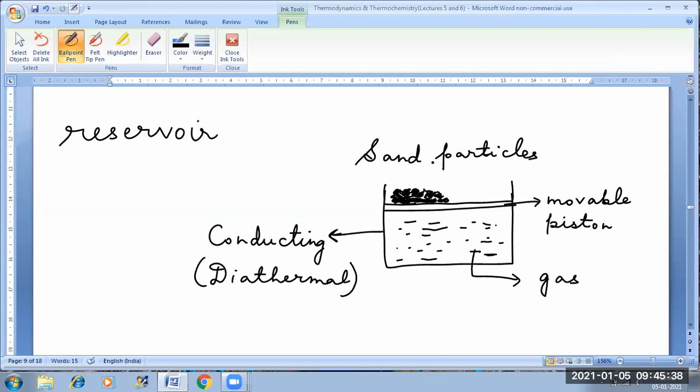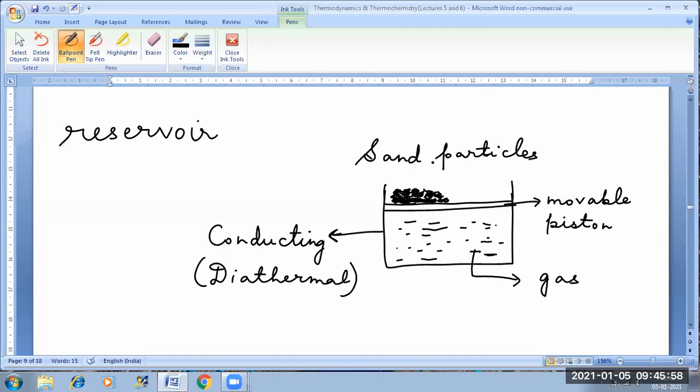Again, if I remove another sand particle from the piston, again the piston will move up by a very small distance. So again, I can say that the gas has expanded by a very small volume.